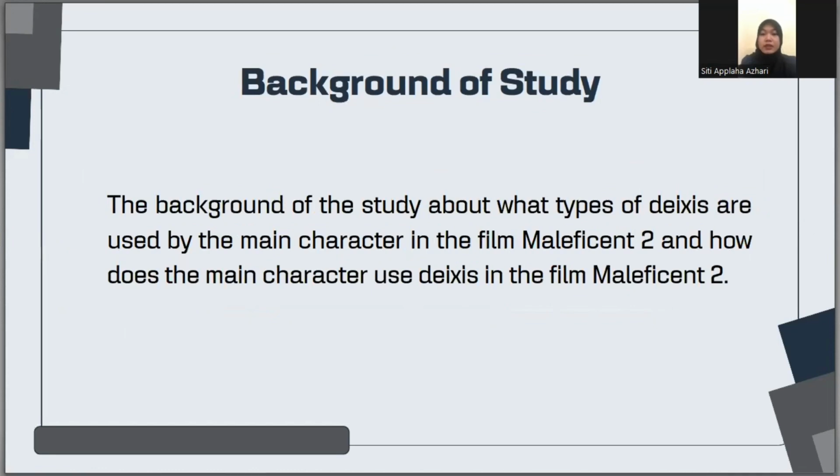Next is the background of study. The background of study is about what types of Deixis are used by the main character in the film Maleficent 2 and how the main character uses Deixis in the film. Without understanding Deixis, it is hard to comprehend the text of dialogues. In the film, we can see the expression of the actor, and by looking at their expression, we can feel the atmosphere of the film.